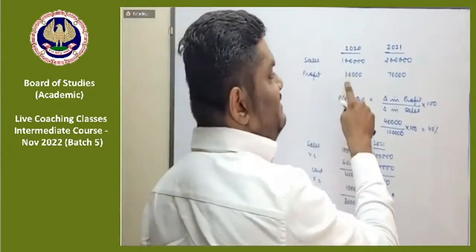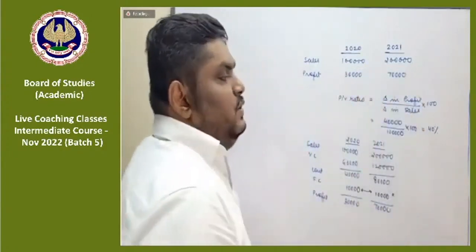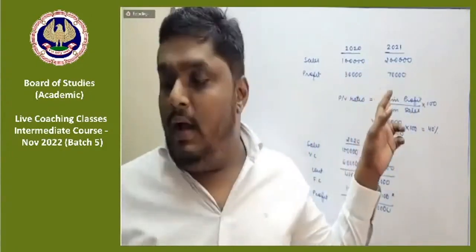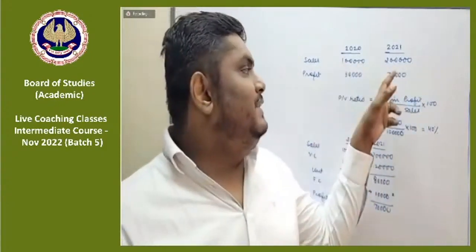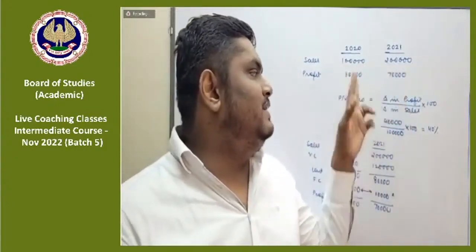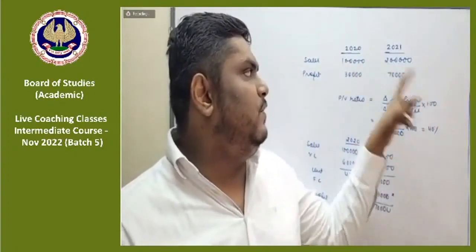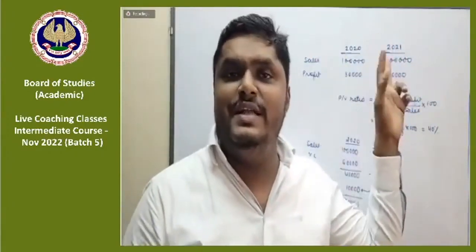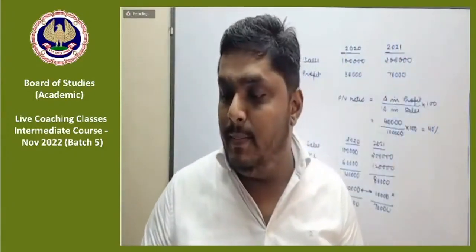Change in profit, that is 70,000 minus 30,000, I got 40,000. I repeat again, Siddhappa, 70,000 minus 30,000, 40,000 is the change in profit, divided by change in sales, that is 2 lakh minus 1 lakh.